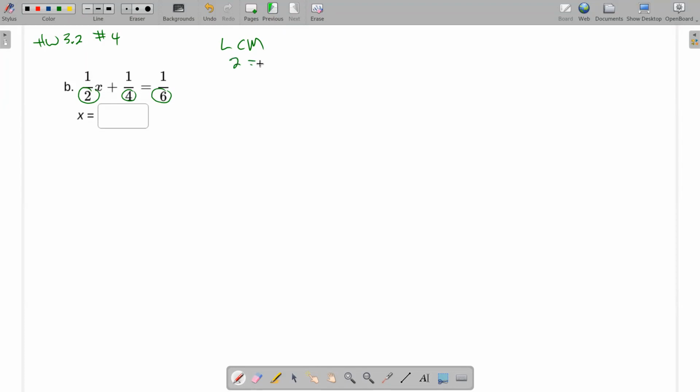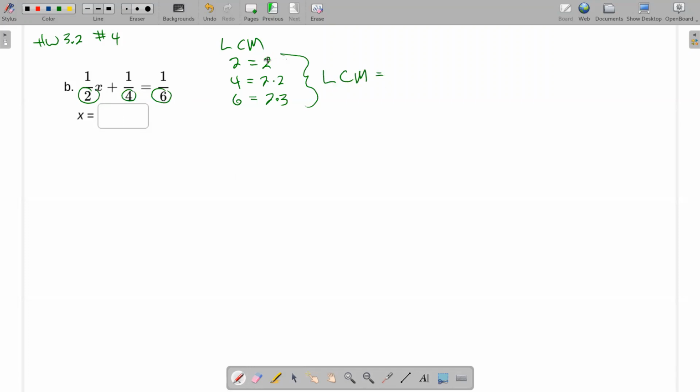So 2 doesn't really factor. 4 factors as 2 times 2. And let's see, 6 factors as 2 times 3. And I just realized I lied a minute ago. I said all of these will go into 6, but 4 won't. And then I can use those to build the LCM in the following way.